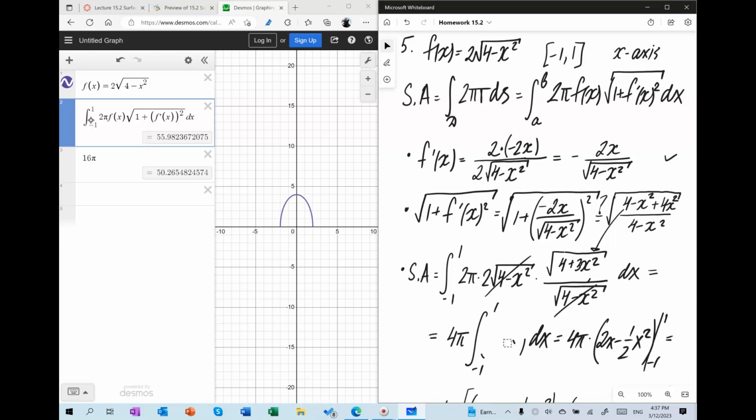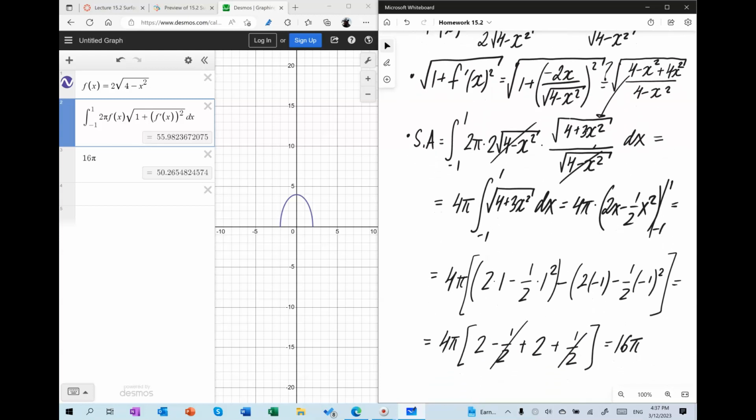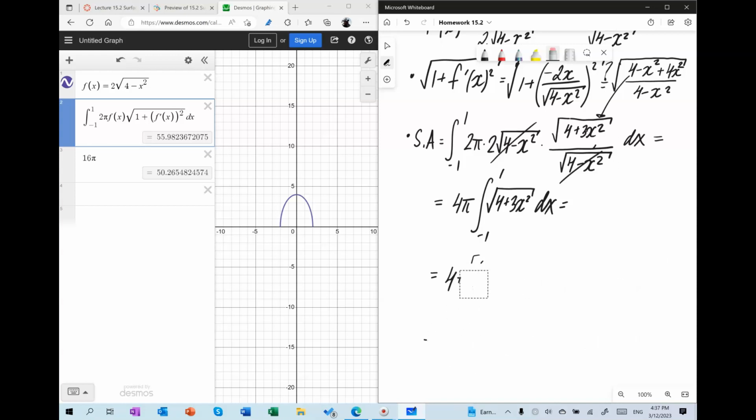So here we have the square root of 4 plus 3x squared. To integrate this, we would have to do some inverse trig substitution, and we are not asked to do any of that. So let's erase all of this. I really thought there for a second that I'm smarter than this homework. I wasn't. So we already got the answer, right?